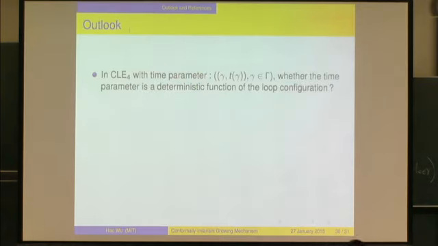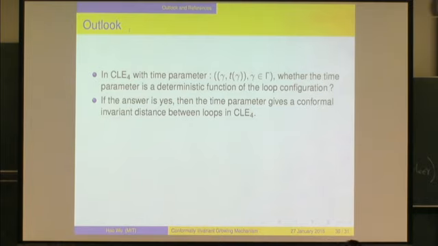Okay, here are several natural questions. The first question is, when we construct the CLE4 with time parameter, in fact, we construct the loops and the times at the same time. The natural question is whether the time parameter is a deterministic function of the loop configuration. Because in the construction, we don't know whether it is true, because we construct them at the same time, and we don't know whether the time parameter can be wholly decided by the loop configuration. If the answer to this question is yes, then this time parameter would give a conformal invariant distance on the loops of CLE4. This is a very interesting object because it is totally conformal invariant.